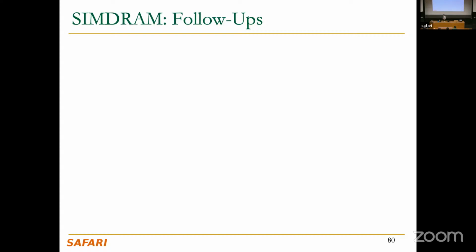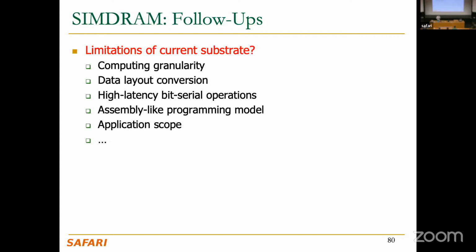Okay, so I'm going to try to finish up on time. So I'm going to move on to the follow-ups. So all of this is great. I can do copy, I can do bitwise operations, and I can do complex arithmetic operations in DRAM, right? But still there are several limitations on this type of substrate. For example, I'm always operating at fixed granularities, right? I'm always operating over the amount of data that fits in a DRAM row. So 65,000 elements at once.